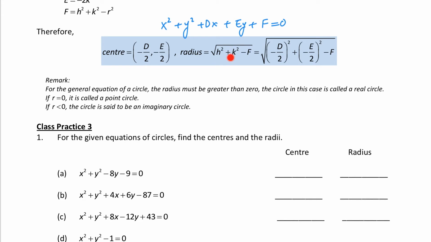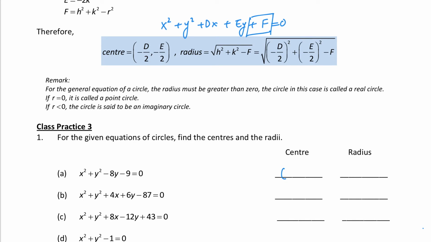Remember, what is the meaning of h and k? They are the x coordinate of the center and the y coordinate of the center, minus f. Remember, minus f. That means what is the value of f? It is the whole constant term. I want to use class practice 3 to demonstrate.